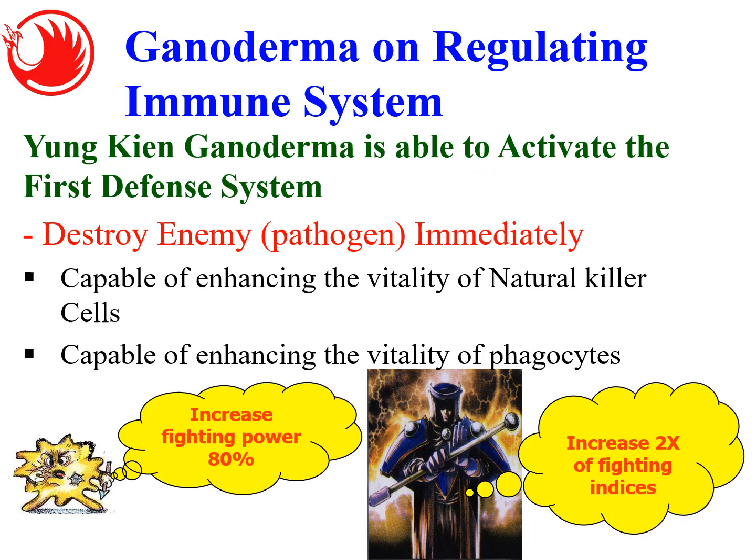Okay? So Ganoderma, through the research, is able to regulate the immune system in the following ways. Number one, it is able to activate the first line defense. That's talking about the natural killer cell and phagocyte. So it can destroy the enemy immediately. It can increase the fighting power of the phagocyte by 80% and increase 2 times the fighting distance of the natural killer cell.